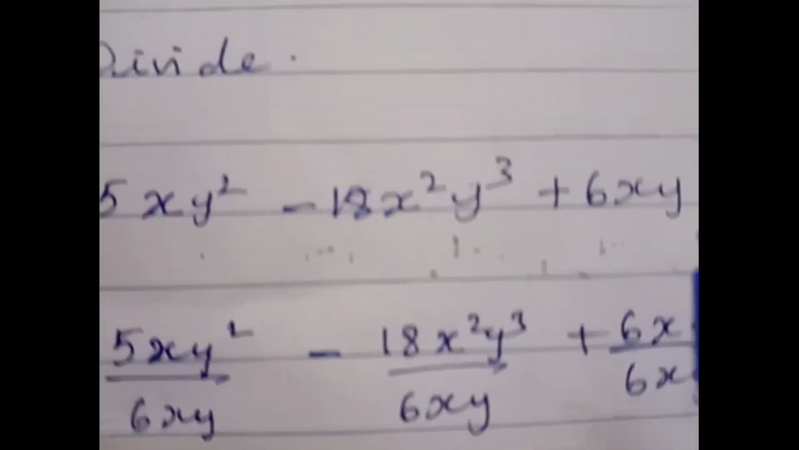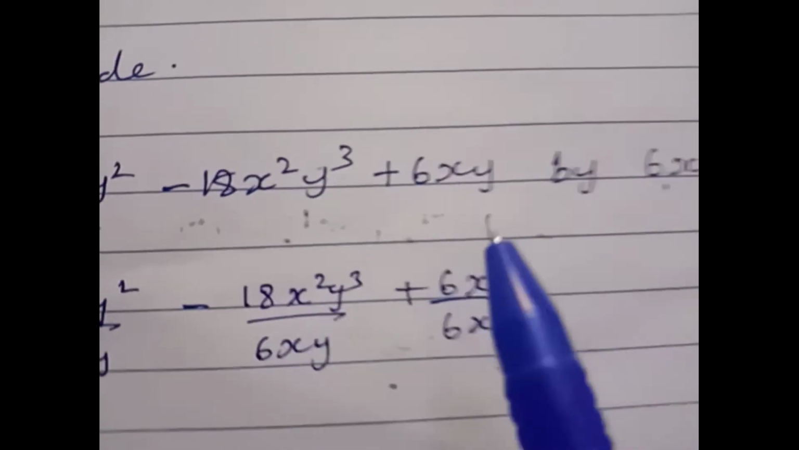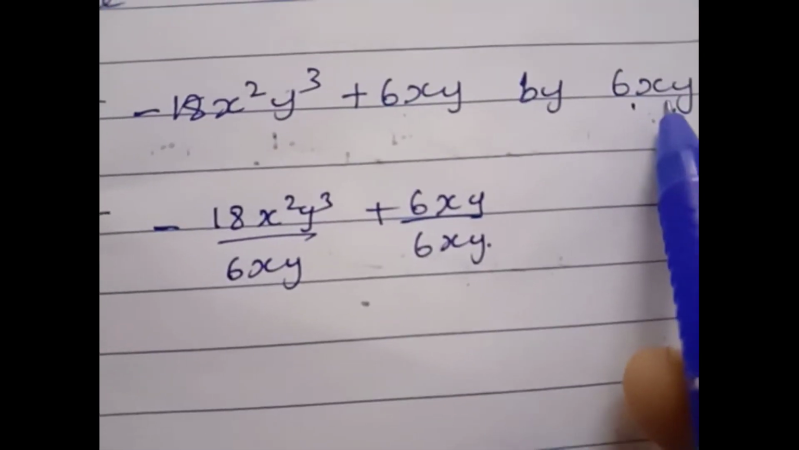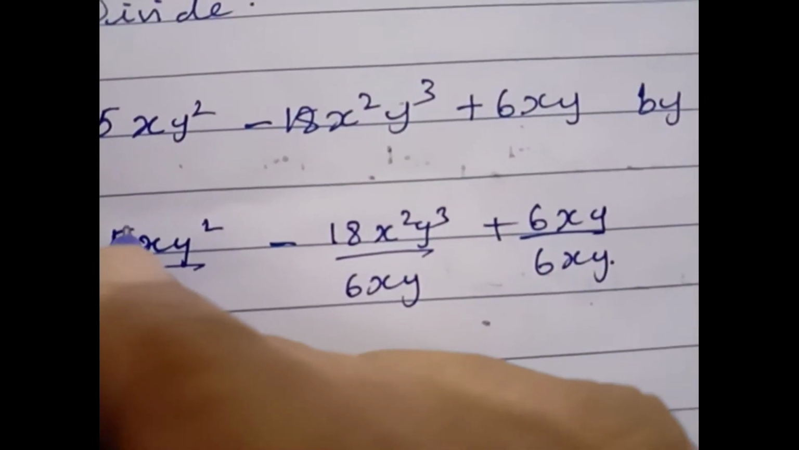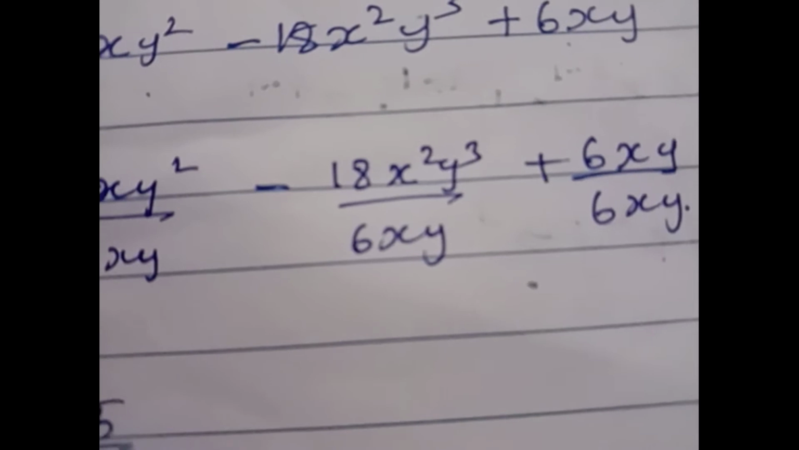You know what is meant by polynomial? Polynomial means an expression which contains two or more terms. Monomial means an expression which contains only one term. So if you see here, we can't cancel the numbers 5 by 6, so write as it is.